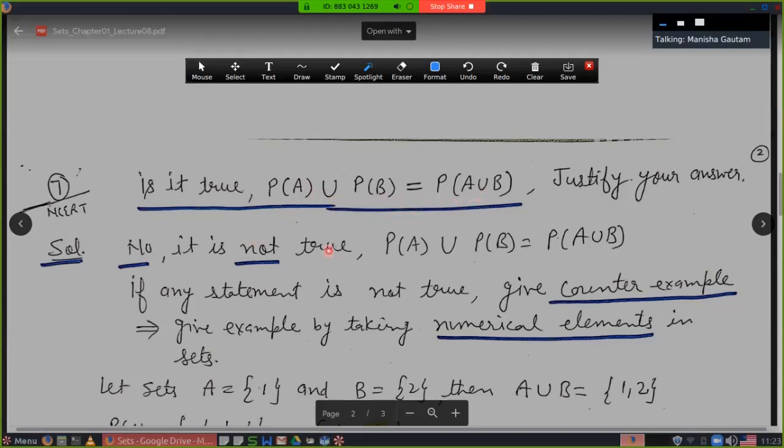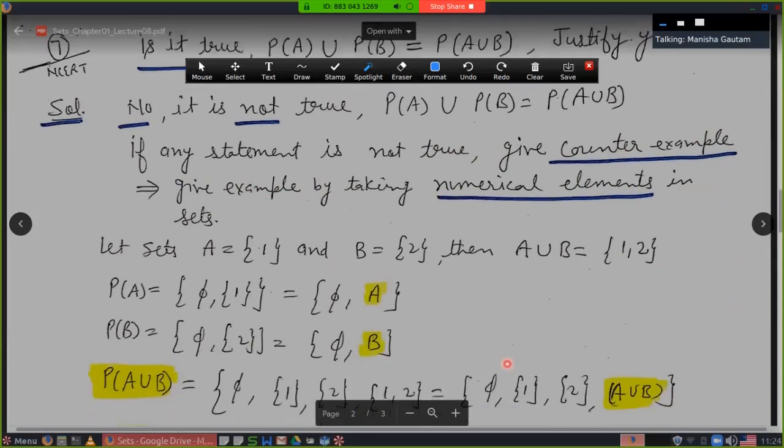It is not true, and if any statement is not true, then you have to give one counter example to prove and justify your answer. Now here, this is not true. I have to now give the counter example for that. If any statement is not true, give a counter example by taking numerical elements in the set.